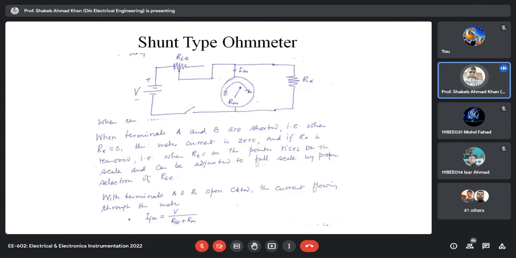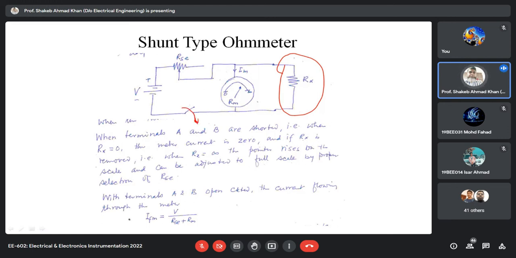Now another type of ohmmeter is your shunt type volt ohmmeter. So circuit is different, you see here, and why it is called shunt type? Because you see this is your input terminals. So in this case it is not series type. In this case you see if you are making it open, even then your current is flowing in the circuit, and that's why this switch is there.